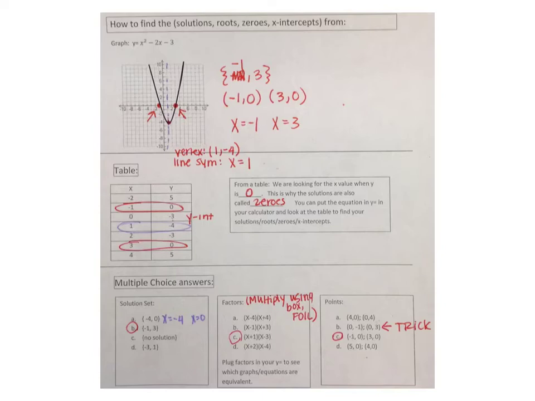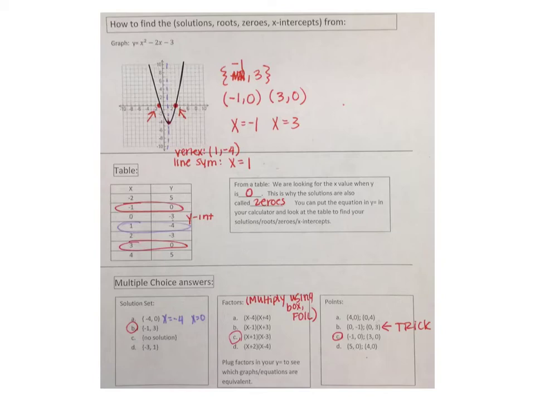So typically what I do is I'd enter it into my calculator. I would look at my graph to see how many solutions, which I see that there's 2, and then I look at my table to actually find specifically what it is. Now, I have written here, from a table we are looking for the x value and y is 0. This is why solutions are also called zeros. You can put this into your equation, y equals, in your calculator and look at the table to find them. And so that's what I just went over.